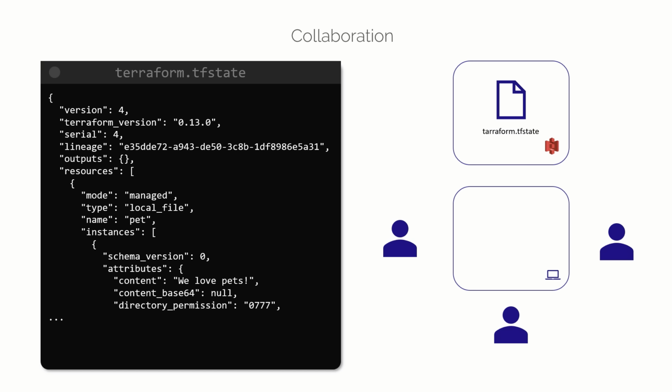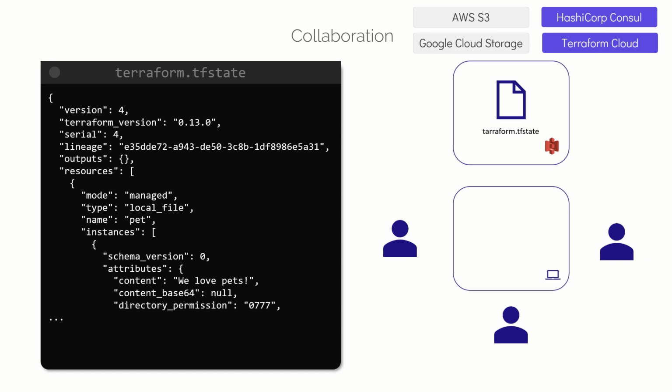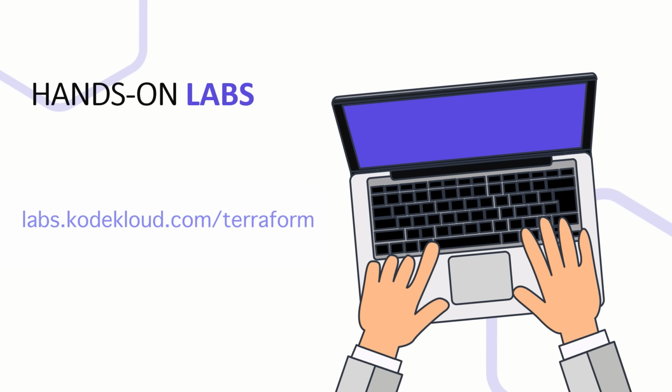Examples of remote state stores are Amazon Web Services S3 service, HashiCorp's Consul, and Terraform Cloud. We will learn more about remote state stores in much more detail in a later section. We will also learn about Terraform Cloud in a separate section of its own. Now, let's head over to the hands-on labs and explore working with Terraform State.